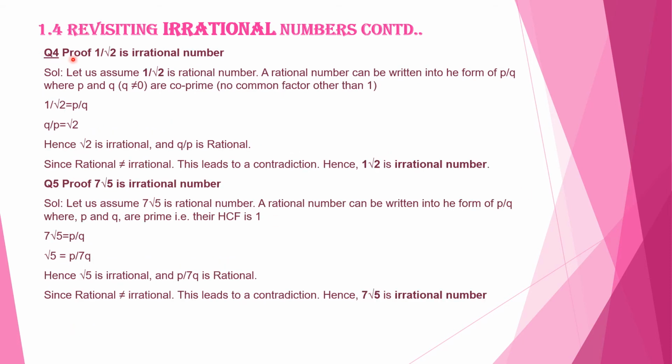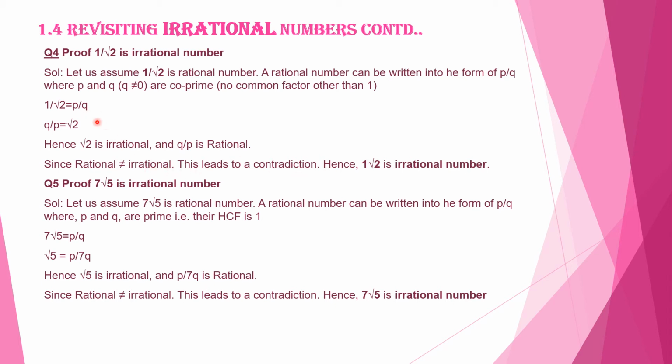Question number 4. Here we have to prove 1 by root 2 is an irrational number. By look and feel, you can say it's a little bit different, but the approach will remain the same as we have learned in the previous slides. Here also we will assume 1 by root 2 is a rational number. The moment it's a rational number, you can represent it in the form of p by q. So how can you write it down? q by p will become your root 2. And you already know from the previous slides that root 2 is an irrational number, whereas q by p is a rational. Since irrational is not equal to rational, this leads to a contradiction.